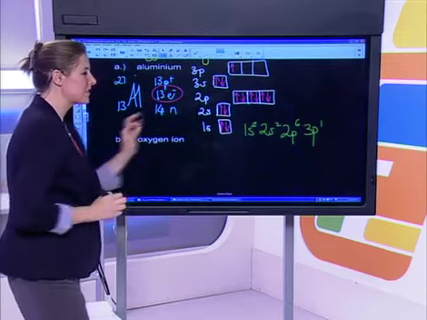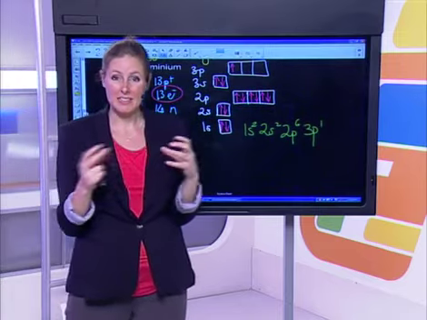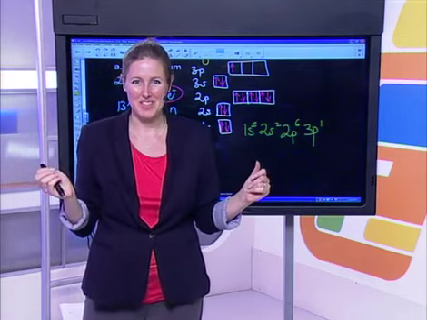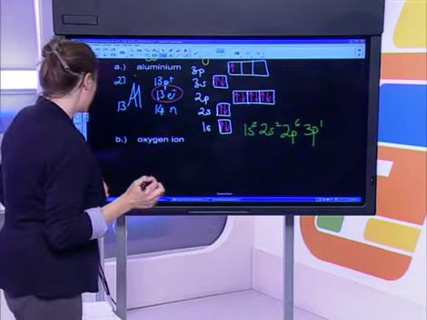Okay, and sometimes it's very useful to write it in shorthand. So you might see that in textbooks, because we can write it in one line rather than drawing a nice big massive diagram. Let's try the next one.